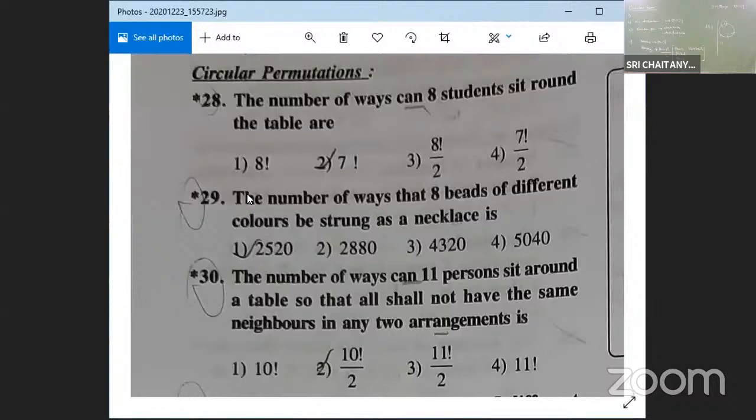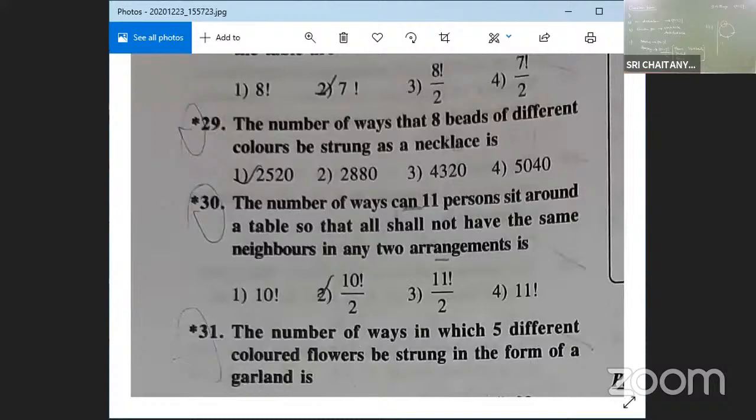28th problem, he has given the number of ways 8 students can sit around the table. n is equal to 8. n minus 1 factorial is equal to 7 factorial is the answer. Now, let me move to the 29th problem. Observe. Look at the problem number 29.